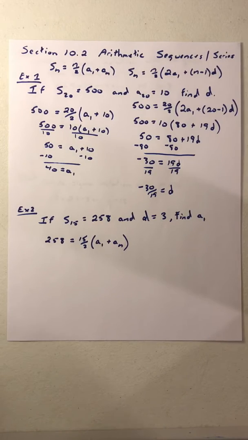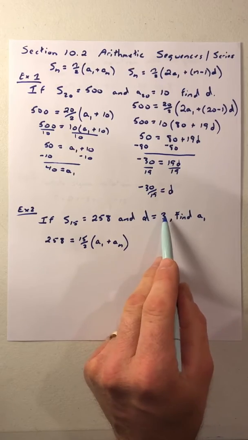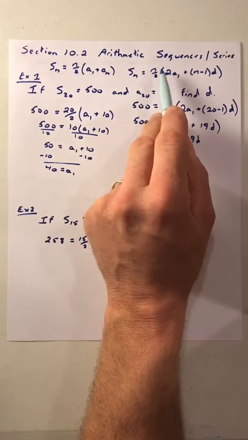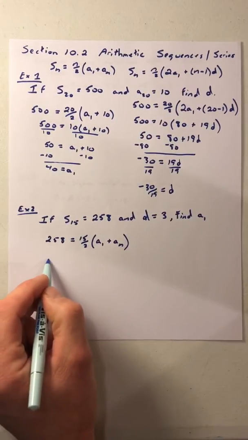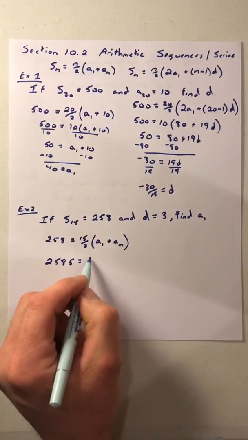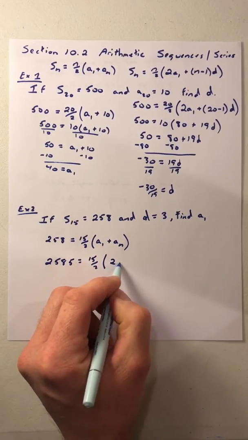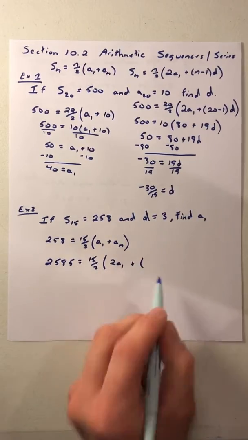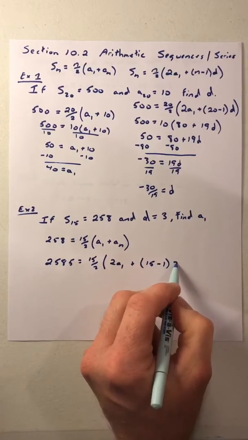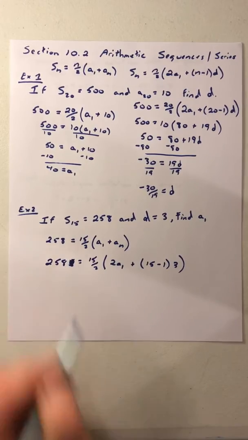That's an issue. But remember, we're given our d value, and we're looking to find a sub 1. So if I go back to my other equation, I know 258 is going to equal 15 over 2 times 2 a sub 1 plus n. Well, I do know n. It's 15 minus 1, and I know that common difference, which is 3.